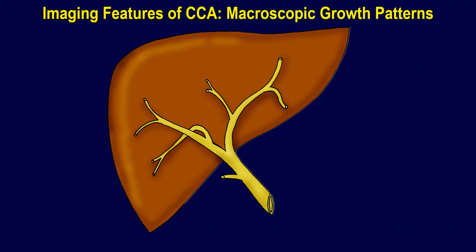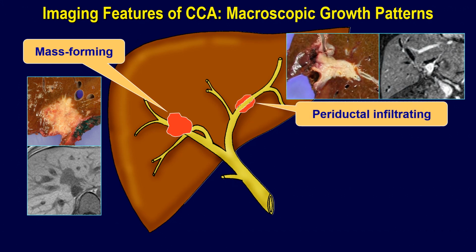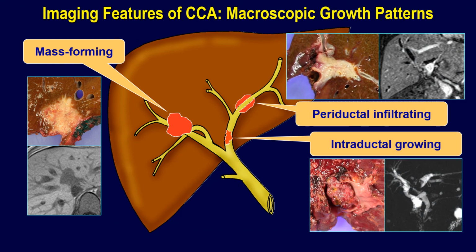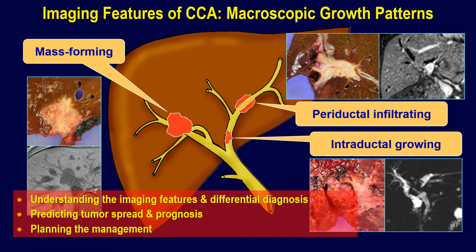Moreover, the imaging features of cholangiocarcinoma also depend on its macroscopic growth patterns or growth types, namely mass-forming, periductal infiltrating, and intraductal growing. This morphological classification has been considered valuable for understanding the imaging features and differential diagnosis, for predicting tumor spread and prognosis, and for planning the management.